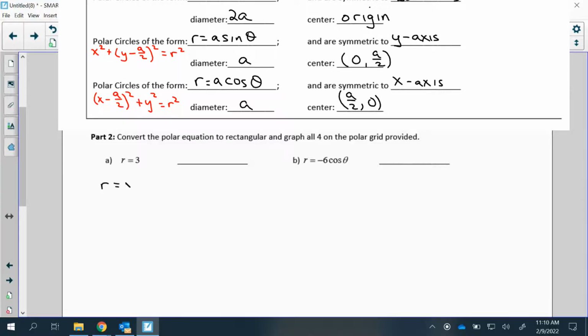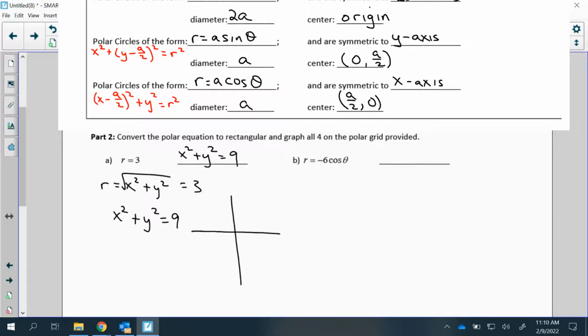Let's talk about a couple examples. If we know that r equals 3, we know that r squared is going to equal 9, and we know that r squared is x squared plus y squared. So that means that x squared plus y squared equals 9 is the equation of this in rectangular, and we're going to graph that right here.